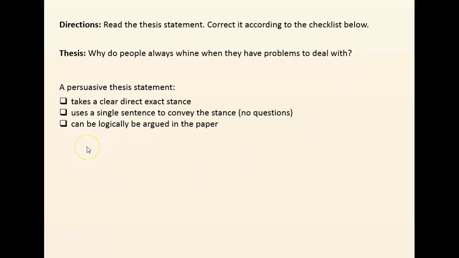First, the thesis statement should take a clear stance, or it should have a clear perspective. That means that we have to be direct. There should not be any wishy-washy back and forth, maybe this or both this and that. Have to take one side, and it has to be direct and exact. We want a thesis statement that has only one sentence. If you have to use 2 or more sentences to convey your point, then it's too complex. We call that bifurcating, and we don't want a bifurcated thesis in our essay.